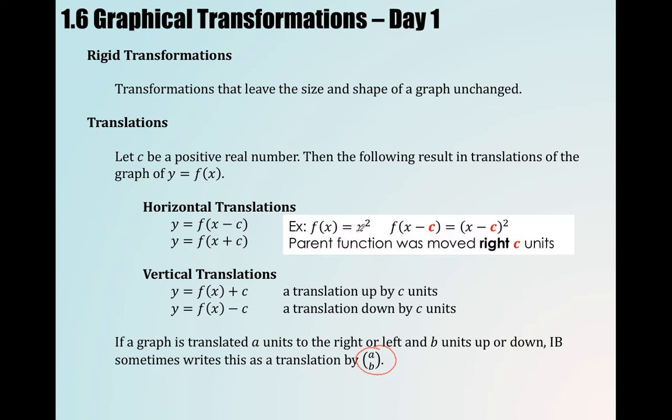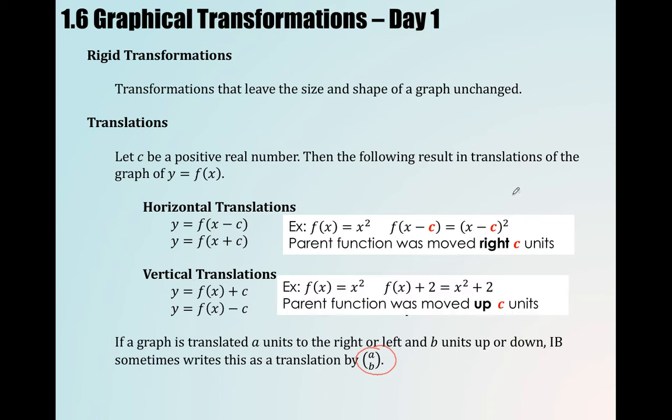So example, f of x equals x squared. This might look familiar to you, right? This is going to make that vertex move right c units. The parent function moves to the right c units. This is going to make the parent function move up. This would have a vertex of 0, 2. That should be c, sorry.